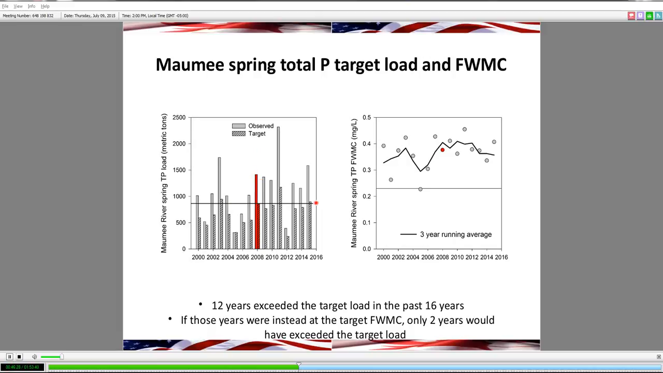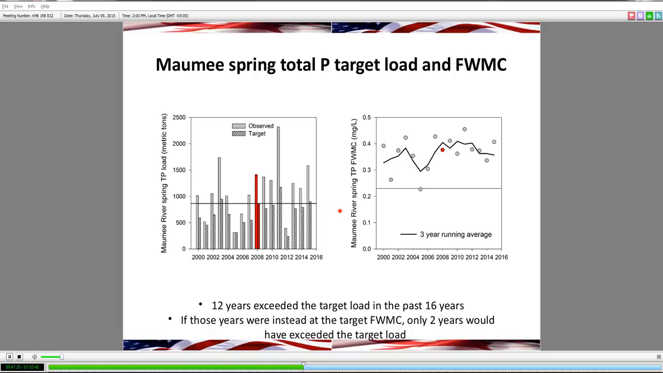So the horizontal line on this chart is the target load of 860 tons from the Maumee River. And for each of the years, 2000 through 2015, we see first what you observed, and then if we were able to achieve a 0.23 milligram per liter flow-weighted mean concentration, we would then have, in the vast majority of those years, a bloom less than the bloom that we saw in 2012. Correct. And as we're going right now, given that same target, we would probably be very close to a 2012 bloom. 2012 bloom, yeah. If we were able to get it down to the flow-weighted mean concentration. Very good. Yep.